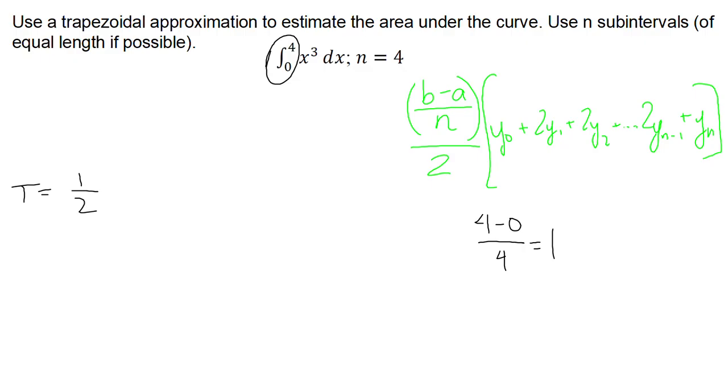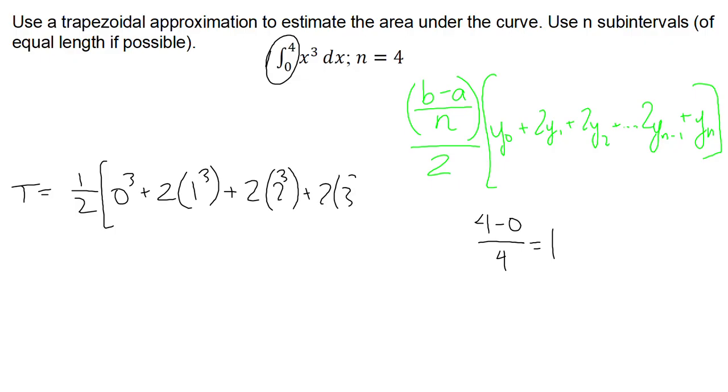1/2 of our first y value. So the y value at our initial point is at 0, so that's going to be 0 cubed. And then it's going to be plus 2 times 1 cubed, and then plus 2 times 2 cubed, and then plus 2 times 3 cubed. And then the last one will just be plus 4 cubed, right? Because the last piece of our formula doesn't involve being multiplied by 2.